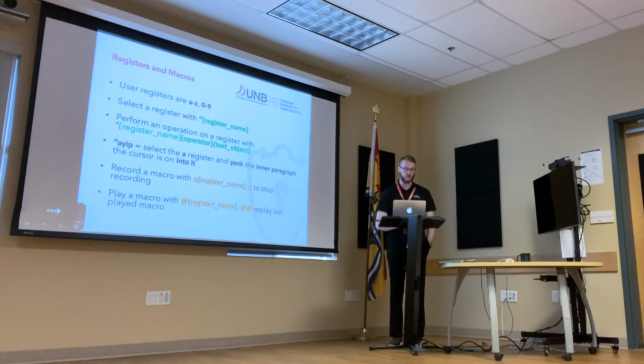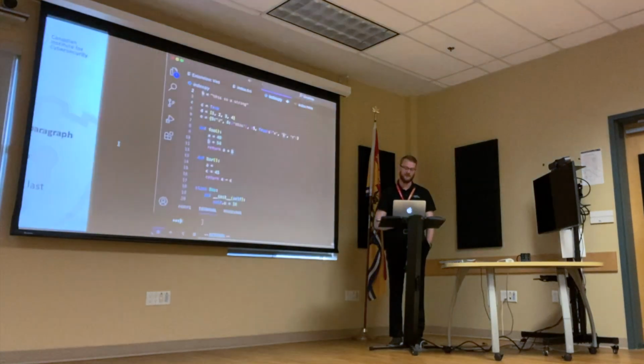We can perform operations after we've selected a register with that text object thing we were talking about earlier. So everything that we learned earlier also applies here. For example, if we say double quote A, YIP, it means select the A register and copy the text of the inner paragraph that my cursor is on into it. I know this is a lot to take in, so I'm just going to give an example instead.